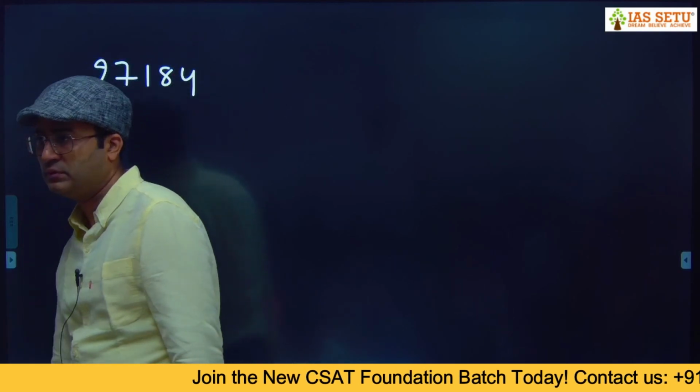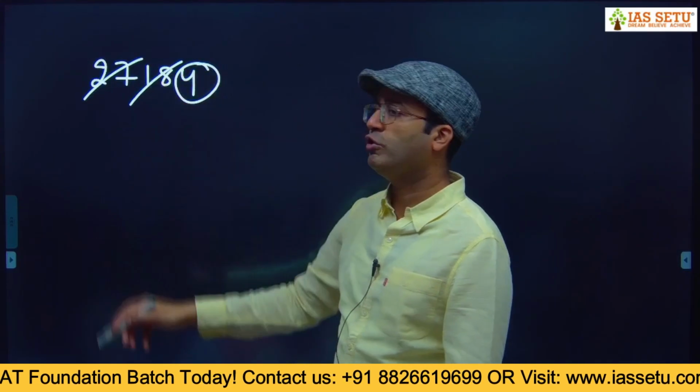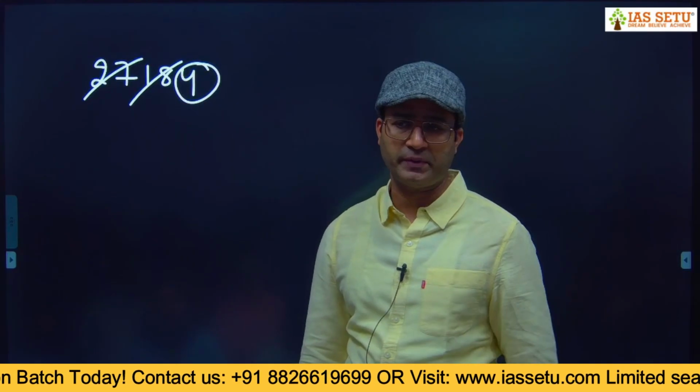27,184. If it is divisible by 9, what is the remainder? 4. Because 2 plus 7 is 9, 1 plus 8 is 9, 4 will decide. So 4 itself is the remainder.